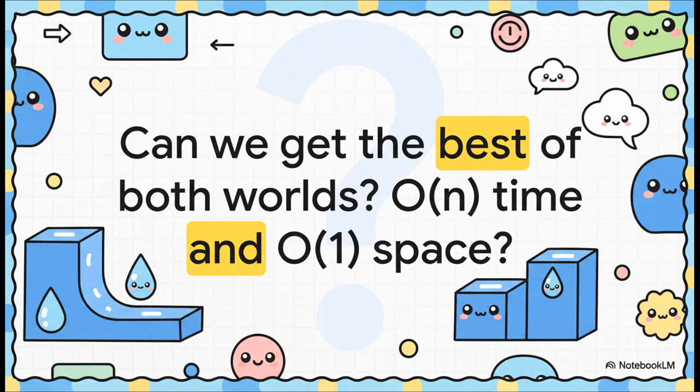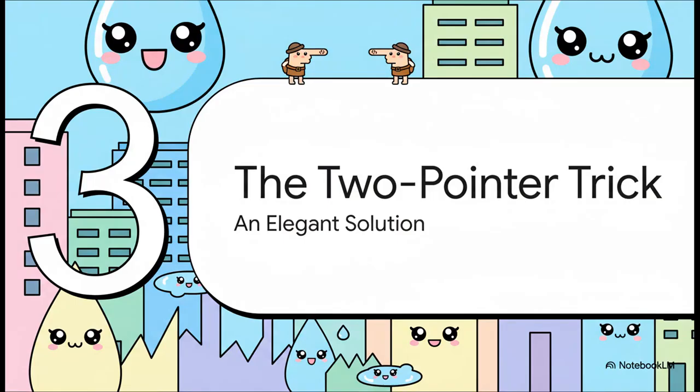So the perfectionist in all of us has to ask, can we do even better? Is it possible to get that sweet, sweet O of n runtime without using all that extra O of n space? Can we get the best of both worlds? You bet we can. And that brings us to the final, most elegant solution. Honestly, this is the one that interviewers are really hoping to see. It's a beautiful trick called the two-pointer technique, and it lets us solve the entire problem in just one pass with no extra arrays at all.